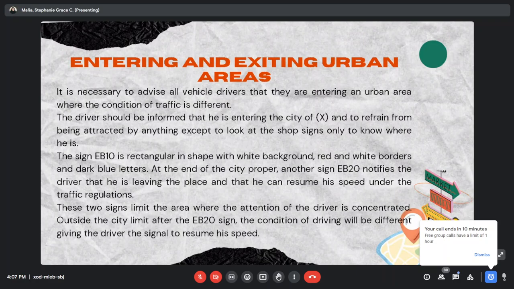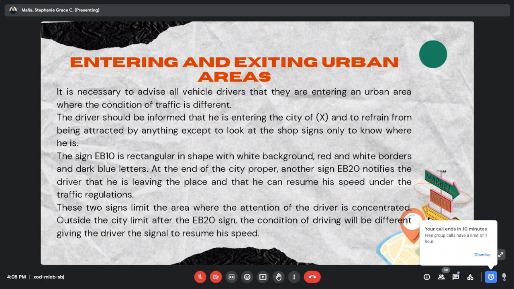So, entering and exiting urban areas. It is necessary to advise all vehicle drivers that they are entering an urban area where the condition of traffic is different. The driver should be informed that he is entering the city of, for example, CDO, and to refrain from being attracted by anything except to look at the shop signs only to know where he is.